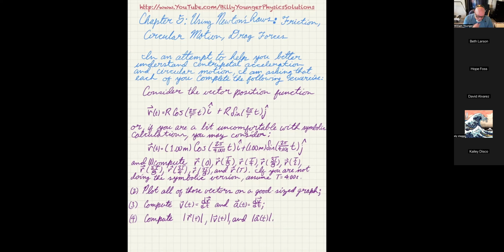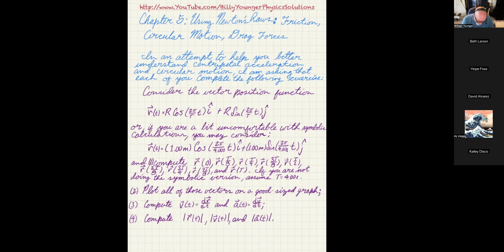Okay. For part B, or for part 2, I want you to plot all of those vectors on a good sized graph. I'm going to show you an example of that in a second, but what you're going to do is put the tail of that r of t vector at the origin for each of the 8 vectors that you're going to draw. And then they'll point in whatever direction the mathematics tells you.